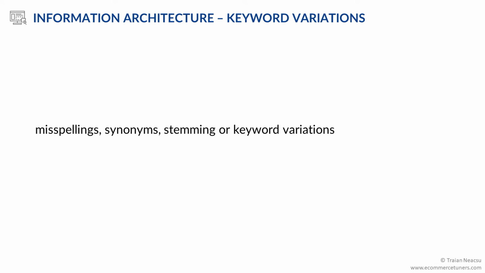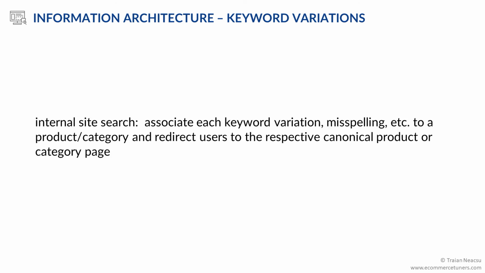One common question regarding keywords is how to handle misspellings, synonyms, stemming, or keyword variations for a category. Where do you place them in the website information architecture? For your own internal site search, this should be easy to handle. You have to associate each keyword variation, misspelling, and so on to an existing product or category and redirect users to the respective canonical product or category page when they perform a search on your website.